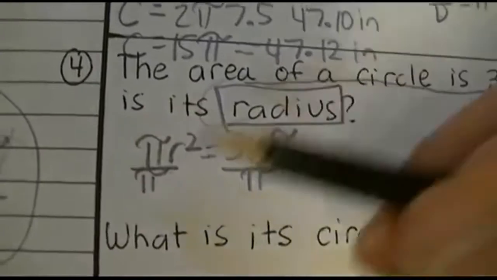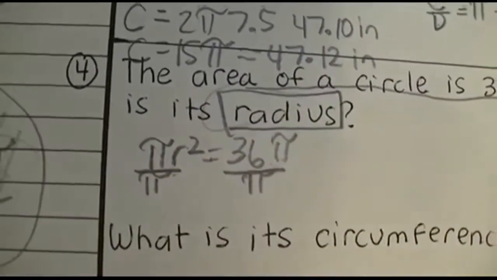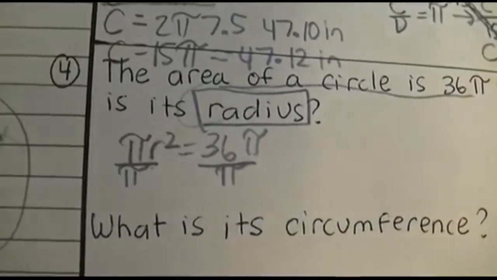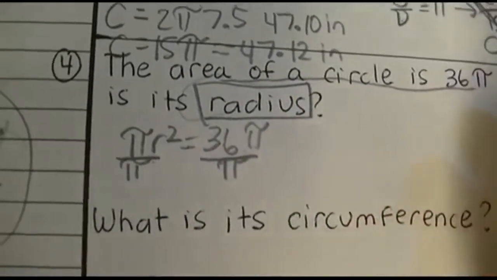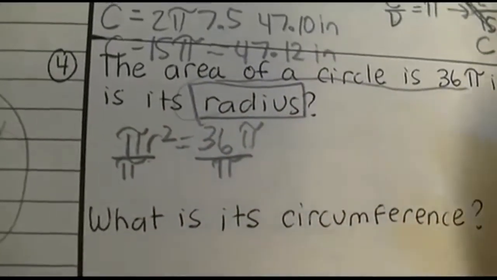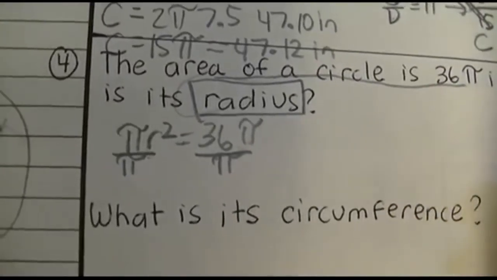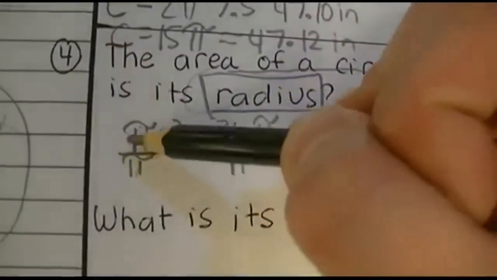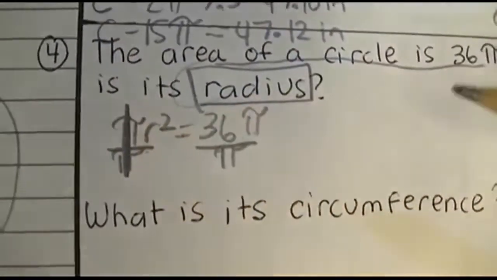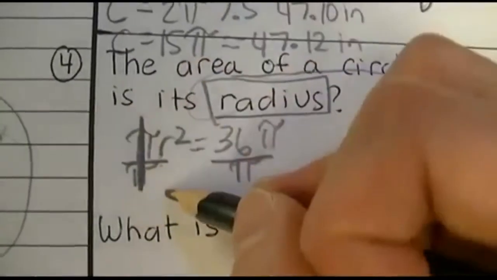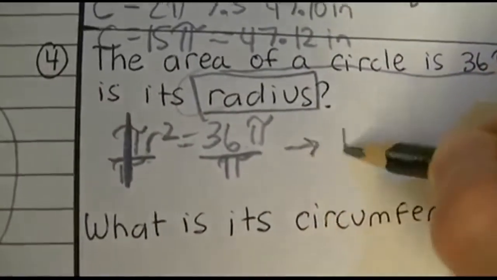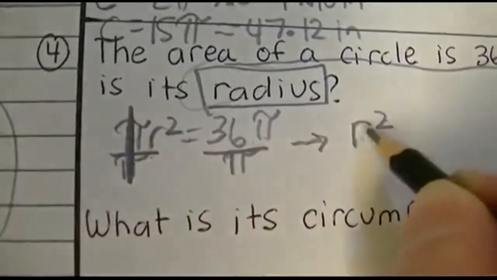Okay, think about this. What is pi divided by pi? And if you can't think of that right away, think about something easier. What's 27 divided by 27? Well, that's 1. What's 2 divided by 2? That's 1. What's negative 5 divided by negative 5? Well, that's 1. So, what's pi divided by pi? It is 1. Okay? 1 times r squared is r squared. I'm going to write that over here.